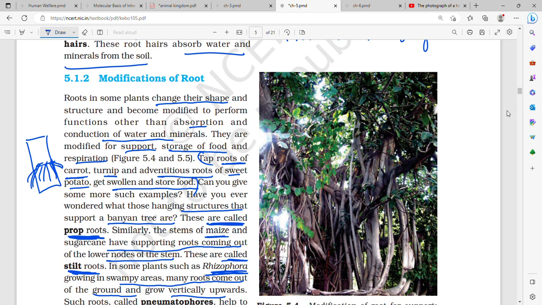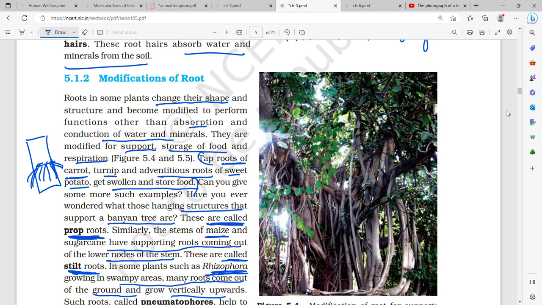The hanging structures from the banyan tree are nothing but roots, that is, adventitious roots of the banyan tree called prop roots, which help in support. Similarly, the stems of maize and sugarcane have roots arising at the lower nodes of the stem, and these are supporting roots called stilt roots.